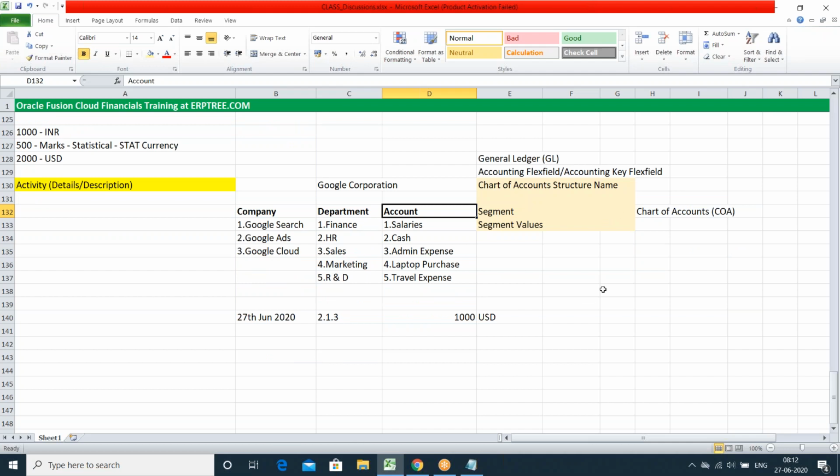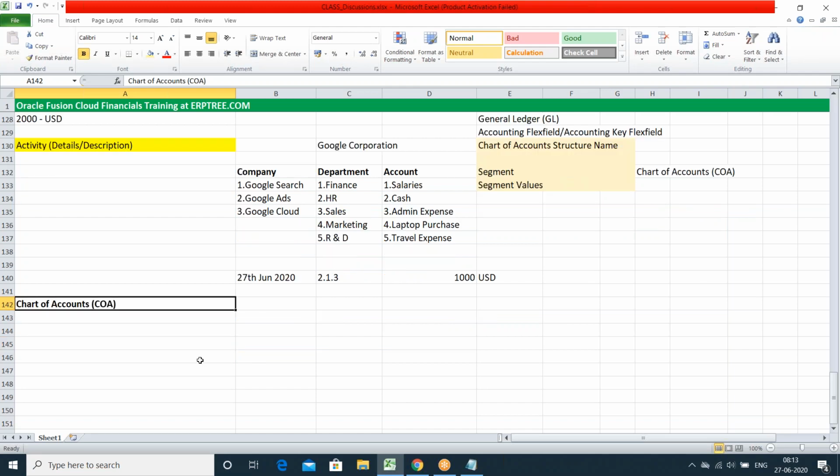When you create the chart of accounts for any client, based on the chart of accounts you create, your implementation's final status will depend. That means the implementation is going to be successful or failed. Everything will be decided on the chart of accounts only. So when you create the chart of accounts, how many segments do we have to create? As per the system, it will allow us to create a maximum of 30 segments.